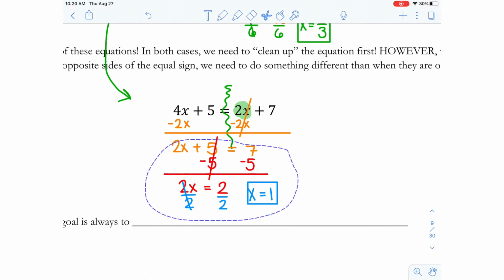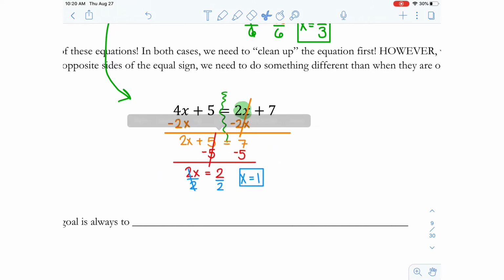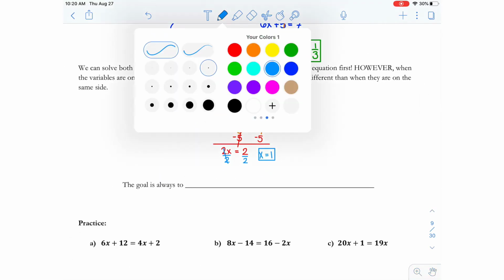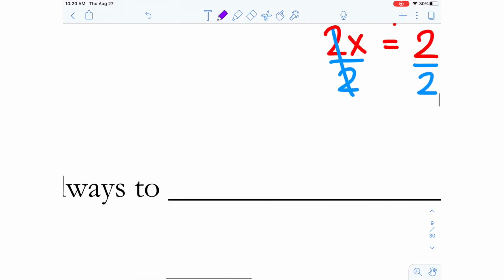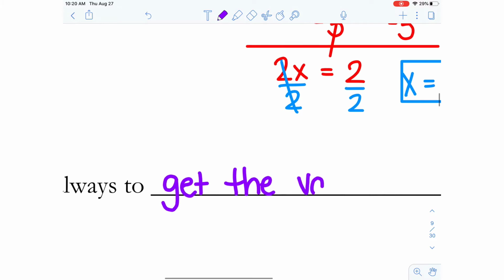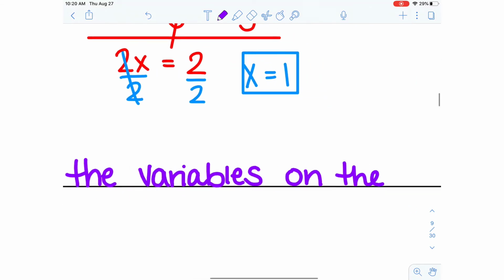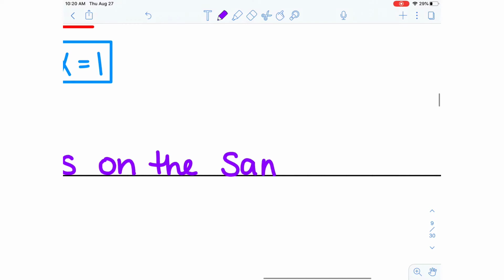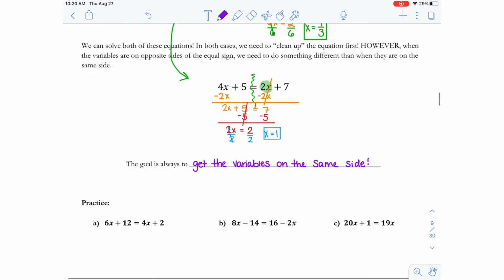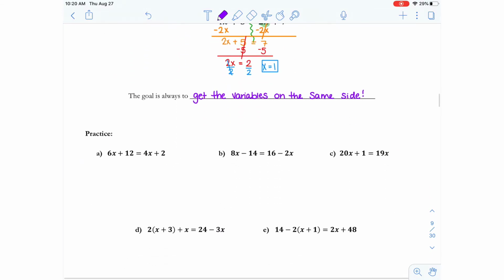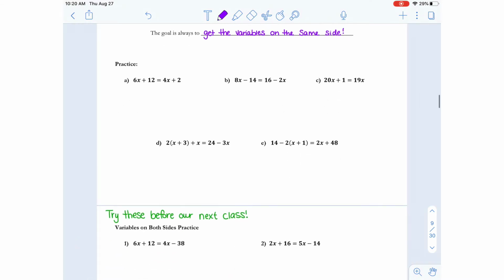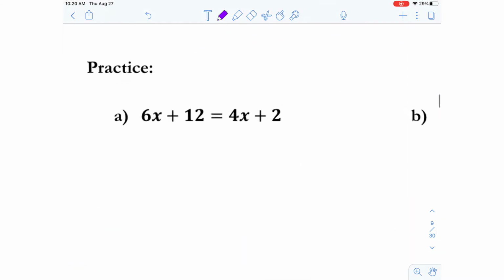So I'm just going to shrink this down a little bit so I can get all my notes in. The goal is always to get the variables to the same side. I like to get them to the left, personally. So get the variables on the same side. It doesn't matter what side you get them to, although, like I said, I prefer the left. So let's do a couple practice problems together. We're going to do these 5 problems, and then you guys are going to try some on your own.